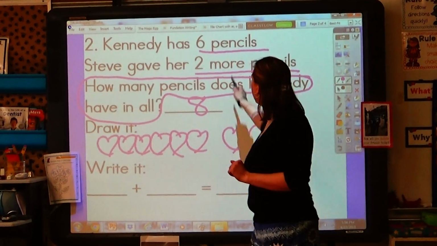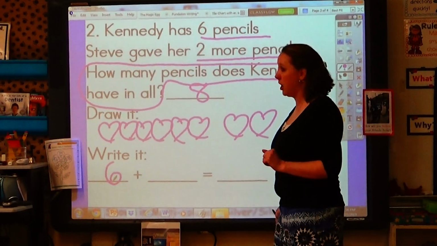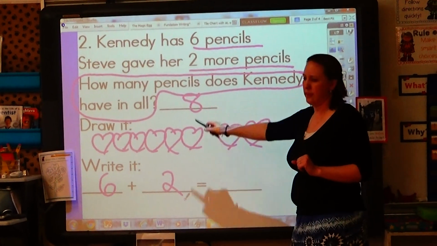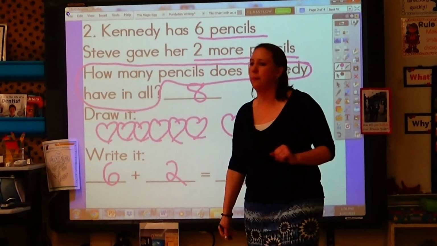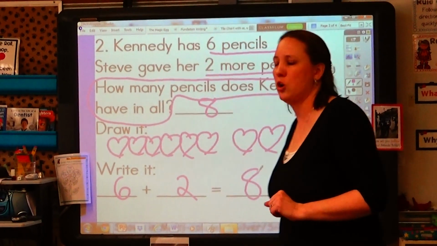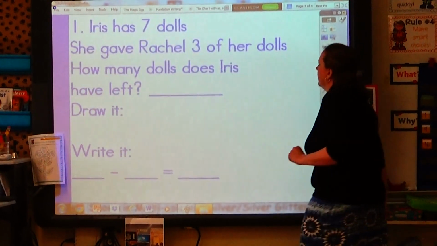Now let's write it. 6 pencils. Plus how many more pencils did Steve give her? 2. Gives us how many altogether, guys? You guys see it right there. 8. Good job. All right, guys. You guys are really good at this. So let's go to some subtraction and see what you can do. Let's see if I can trick you on subtraction.